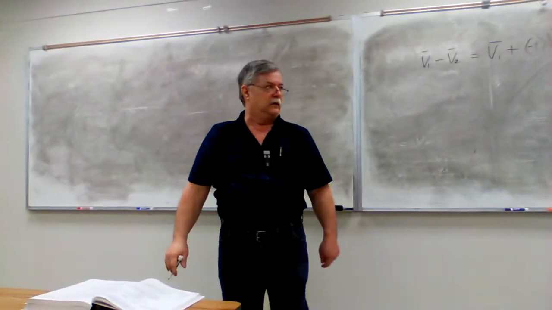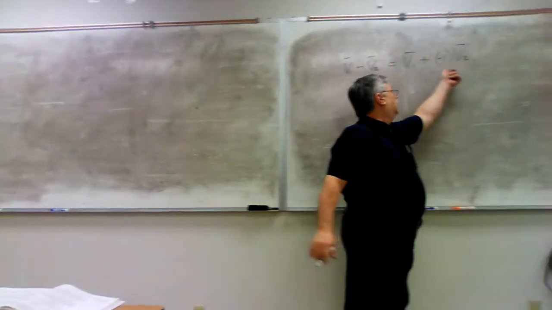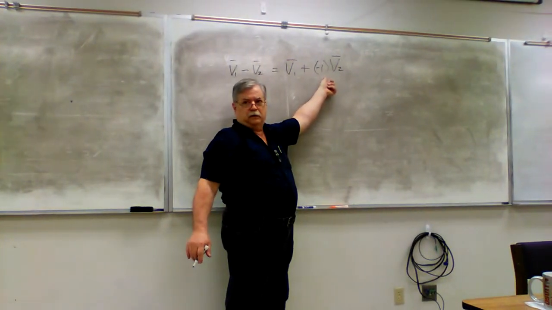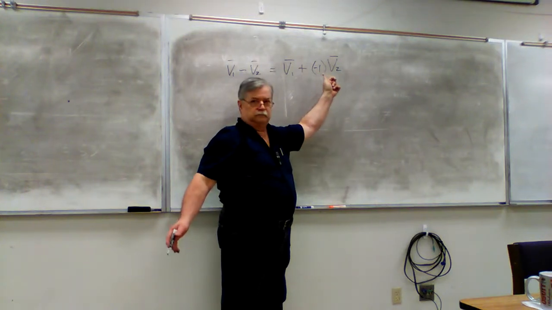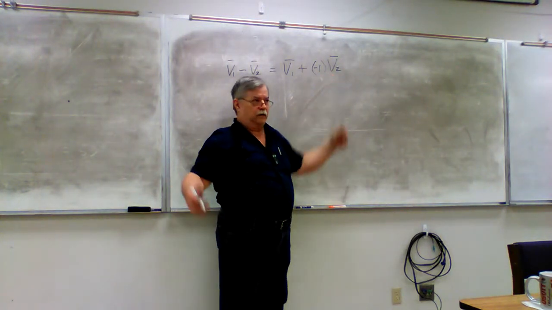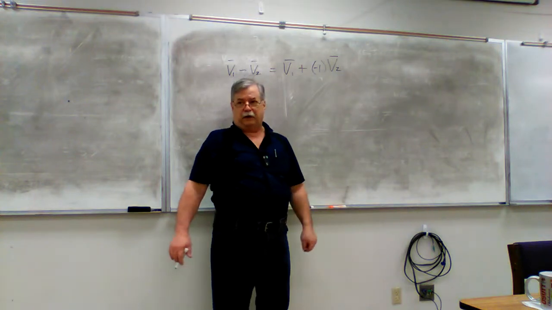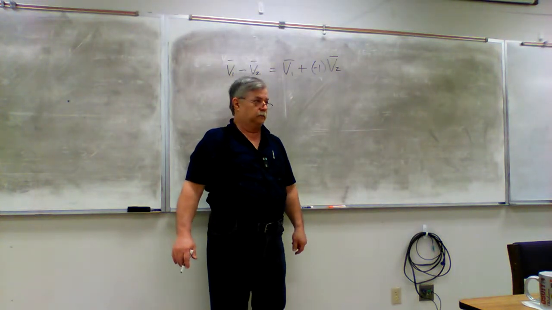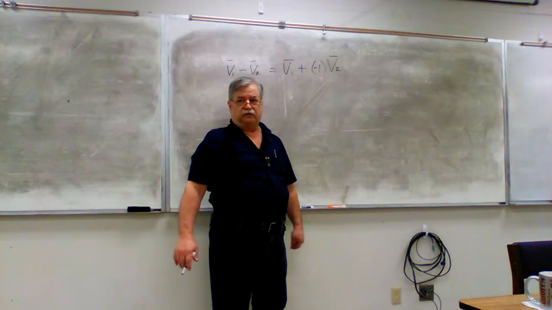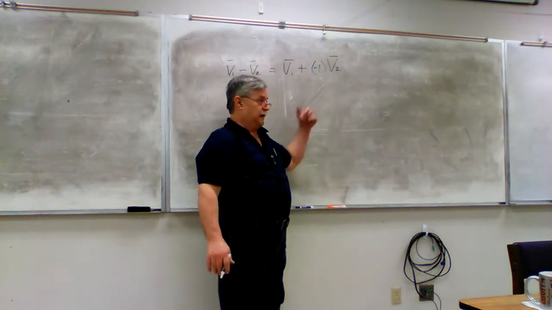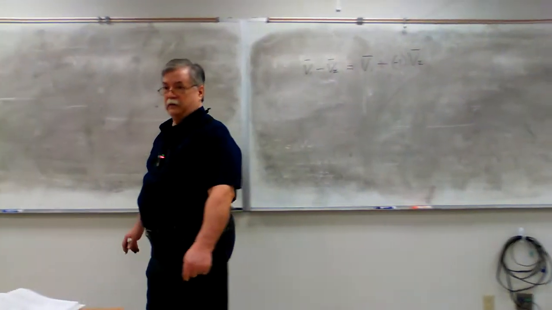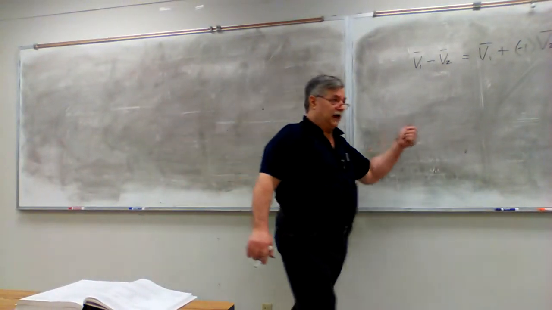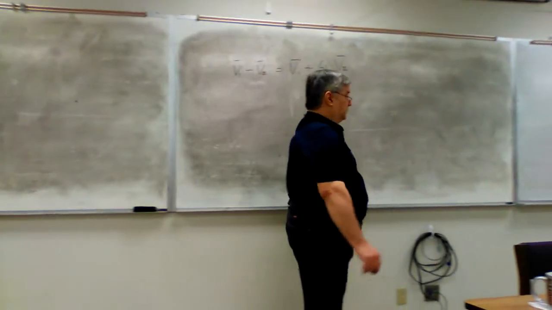That's all it is. What is negative 1? It's a scalar. So what happens when you multiply a vector by a scalar? In this case, you change its direction. If you multiply it by 1, the magnitude doesn't change at all. But the negative sign changes the direction of it.